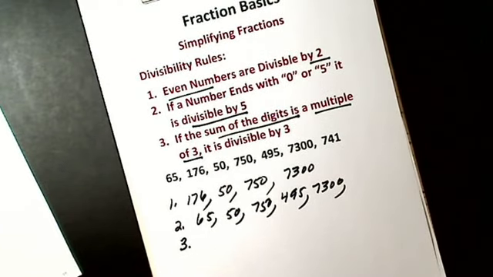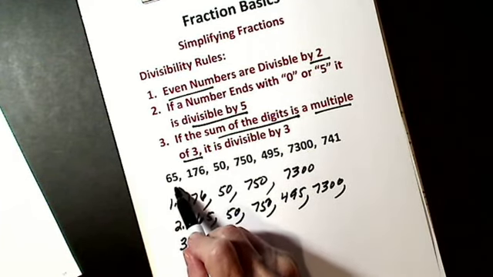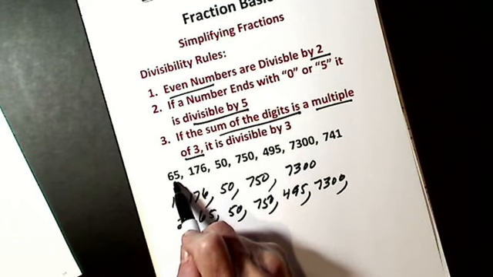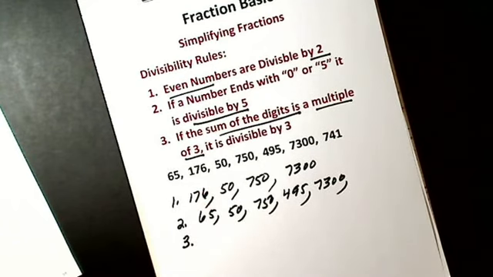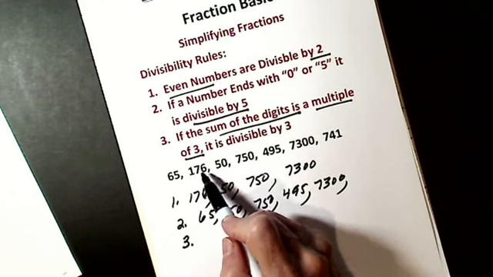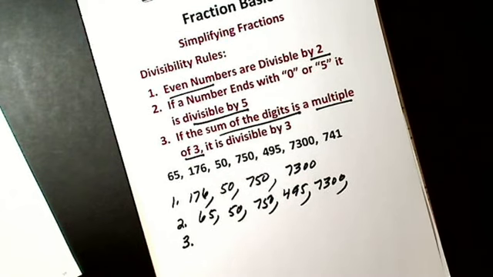All right, so now, the last one. If the sum of the digits is a multiple of 3, that means it's in the 3's times table, then I can divide it by 3. So let's check 65. What I do is I add these digits up, I get 11. 11 is not a multiple of 3. 1 times 3 is 3, 2 3s are 6, 3 3s are 9, 4 3s are 12. No way is it 11. All right, I go to 176. I add the digits. 7, 8, and 6 is 14. Does 3 go into 14 evenly? No. So it's not divisible by 3.